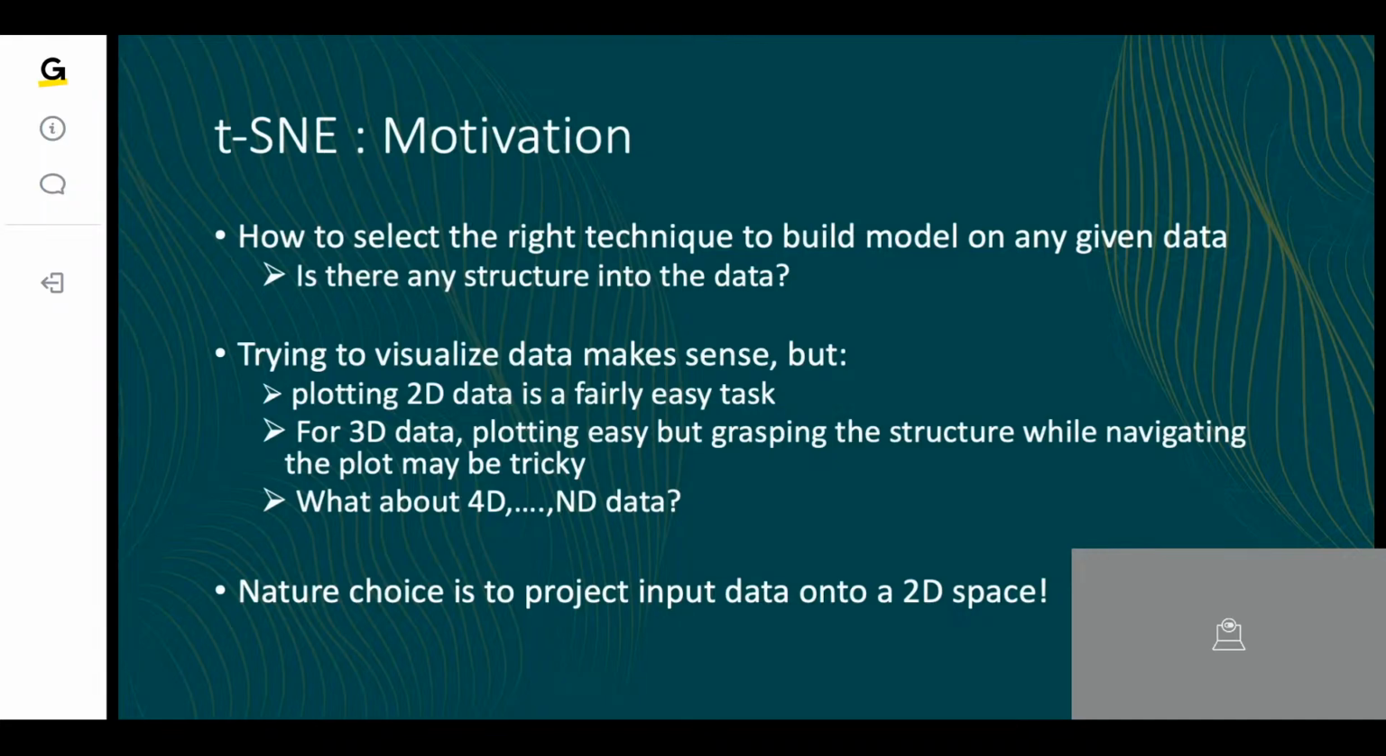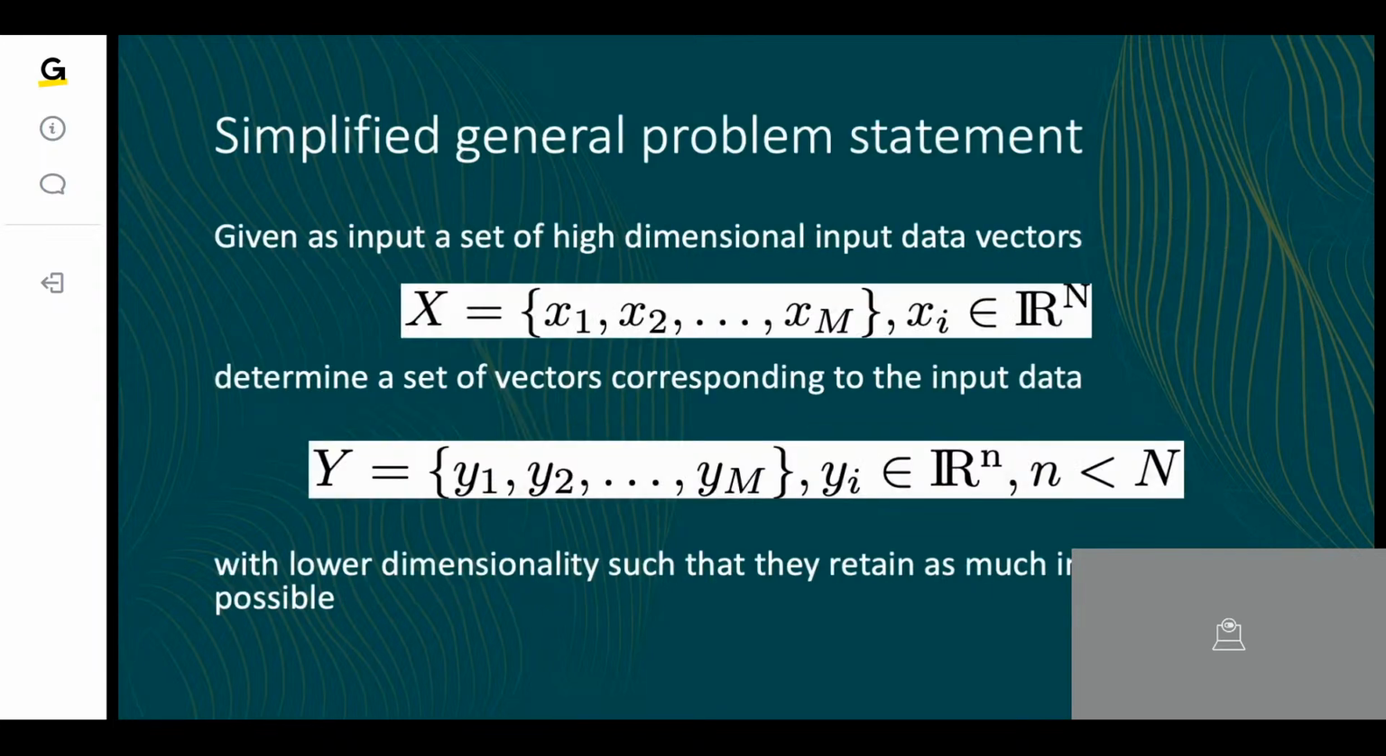So the natural choice, or the method adopted, is to make sure that you project your entire input data into a 2 dimensional space. Now, that's an interesting concept, but how do you do that, right? As in, you have to make sure that a certain structure of the data is maintained. So essentially, to solve this problem, this is the approach that is taken.